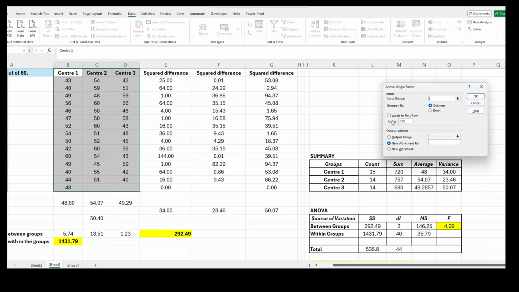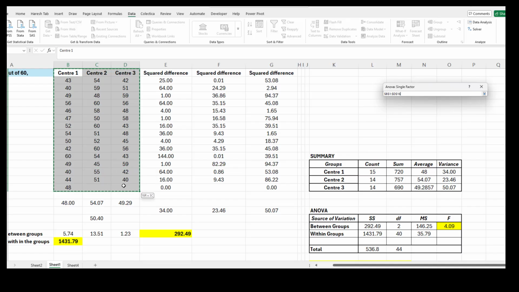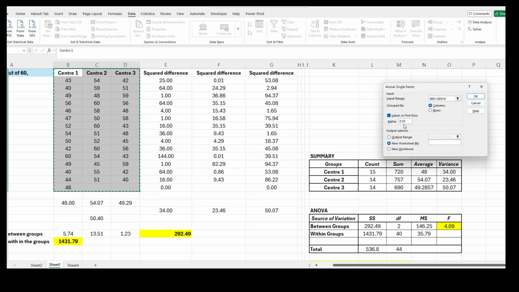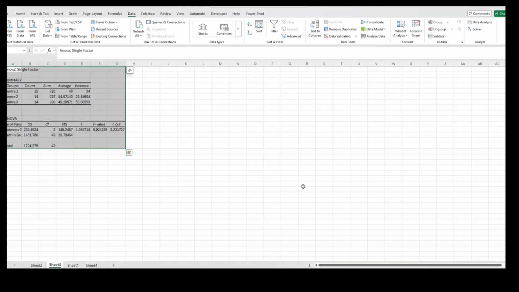Tick the labels in the first row option, because we have labels in the first row. The input range we will select again, this is your input range, and that's it. Your significance level is 5%, alpha is 0.05. And when you say OK, one more sheet will open, and this is our ANOVA using Excel.